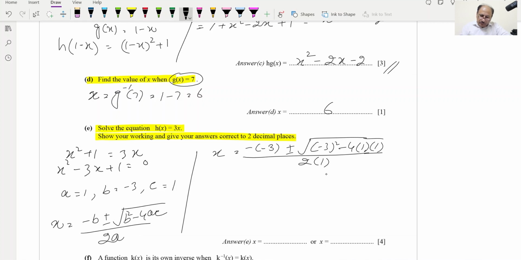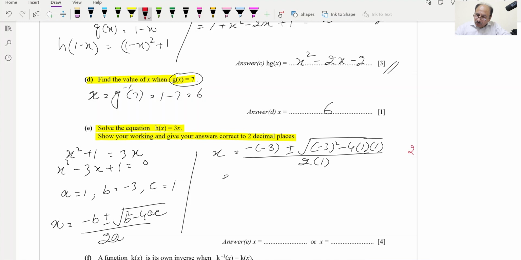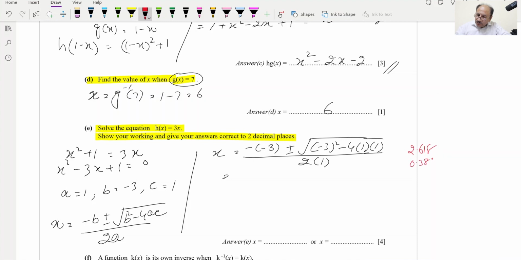Now we can use the calculator, and the answer will be the same. Like if I copy the answer, which is 2.618, and the second answer will be 0.382. So 0.382, let us check. We'll confirm that our answer should match with this.